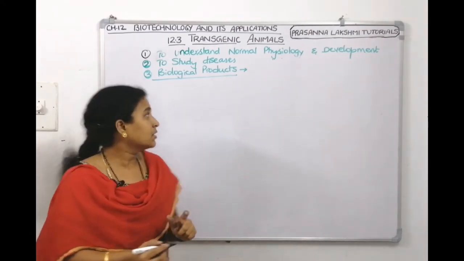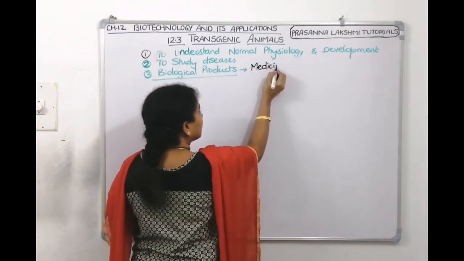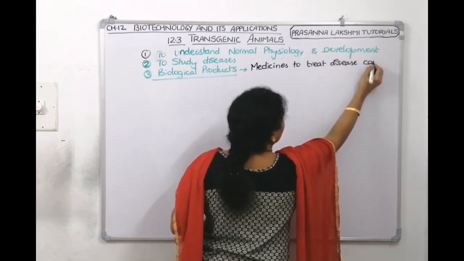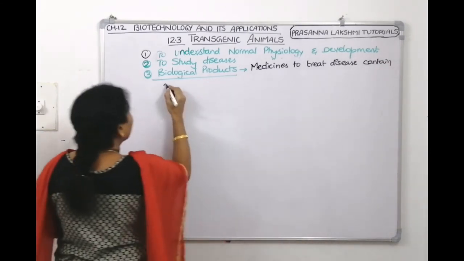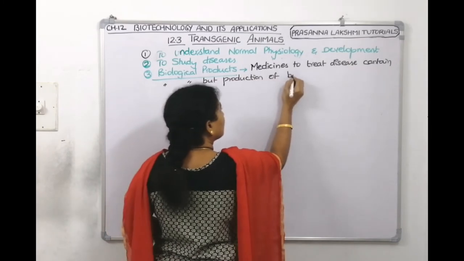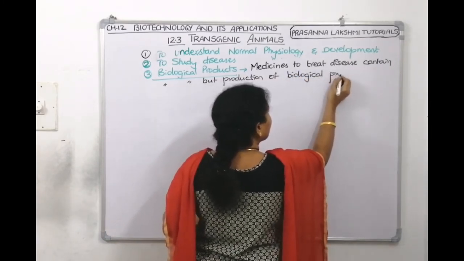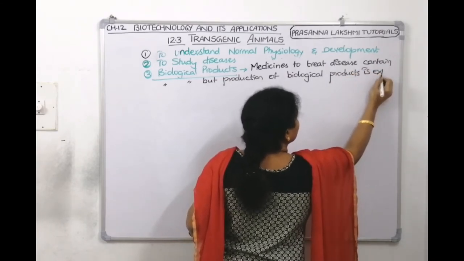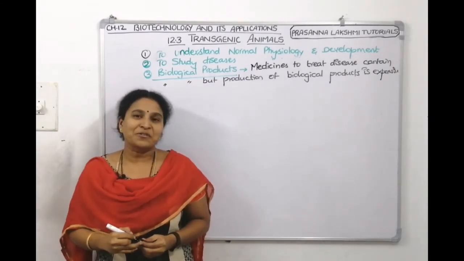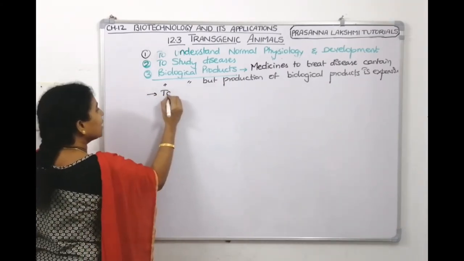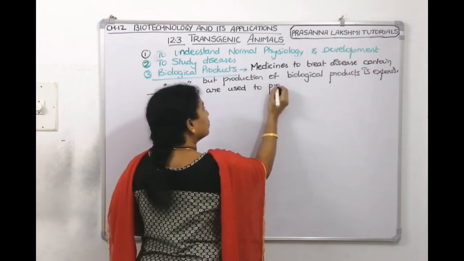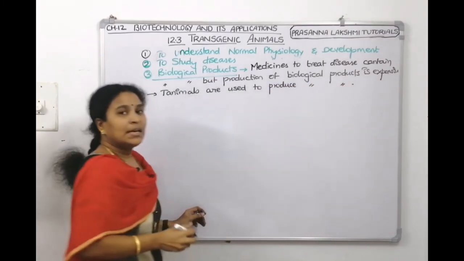Let me write down. Medicines to treat diseases contain biological products, but the production of biological products is expensive. So what have scientists done? Scientists are using transgenic animals to produce the biological products. That's it. So transgenic animals are used to produce biological products. Let us see some examples.